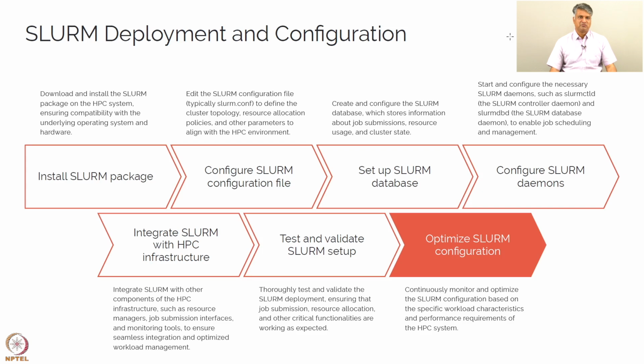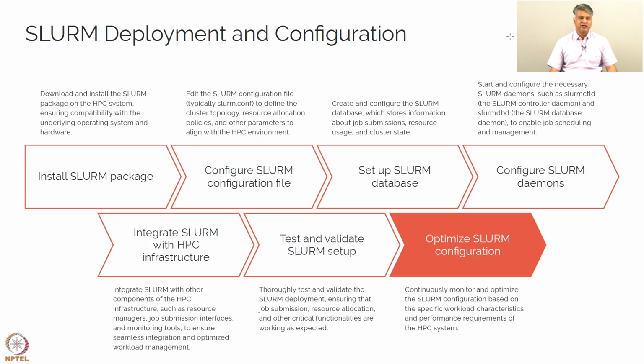So how do you deploy SLURM in an HPC cluster? First of all, you need to install the SLURM package. You need to configure the SLURM configuration file. You will have to set up a database which stores information about job submissions, resource usage and cluster state. You need to configure what are called the SLURM daemons, or the background processes, which control and look at the database to enable job scheduling and management.